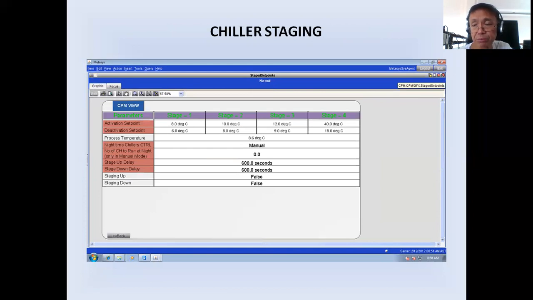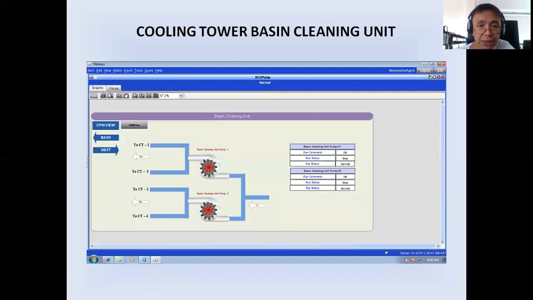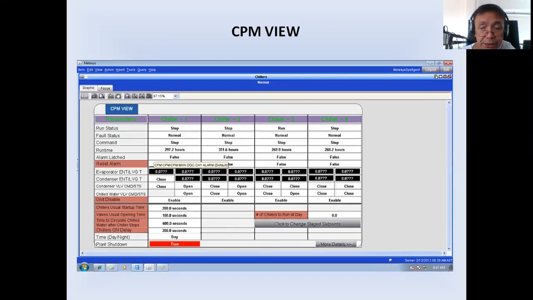Then the staging set point, when another chiller will be called or when another chiller will be removed. This is the chiller shedding and adding. Then the BCU, this is the cleaning unit pump. This is responsible for cleaning the cooling tower basin. Then this is the CPM view. You can see what is happening in the chillers, how many chillers are running, and some other important points in the chiller.